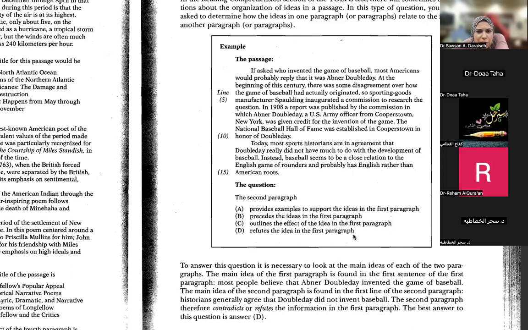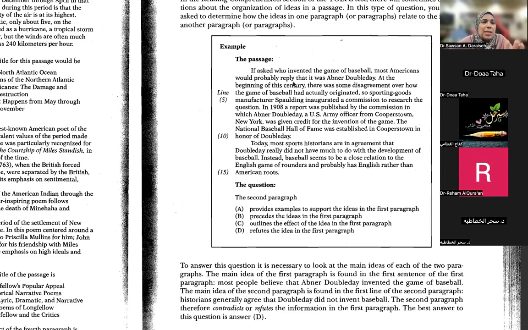Refutes the idea in the first paragraph. Refutes means refutes. Yes. It means to reject, contradiction, conflict. To refute something means to reject it, guys, to not go along with it. Yes, it means it rejects the idea. Exactly. When you say reject.